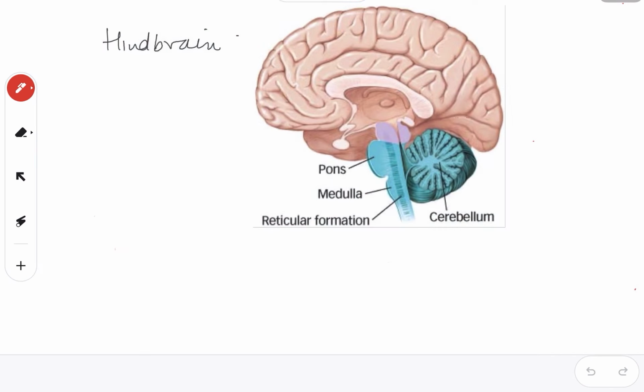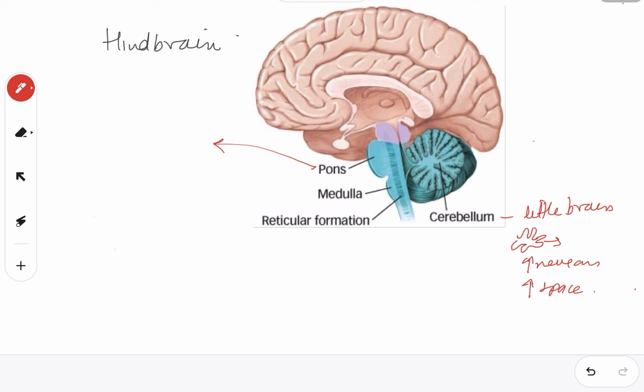Next we come to the hindbrain. Now the hindbrain has three parts. Here you can see the pons, then you have the medulla. The medulla extends like this backwards into the spinal cord, and then you can see a highly convoluted structure. This is the cerebellum. Now this cerebellum is also called the little brain. It has many convolutions like this, and this is to accommodate more neurons by increasing the space for them.